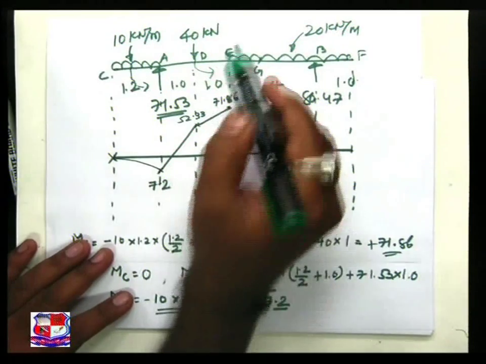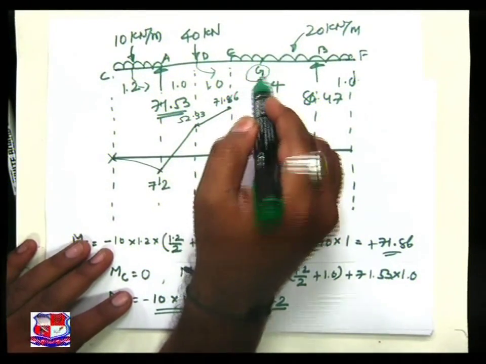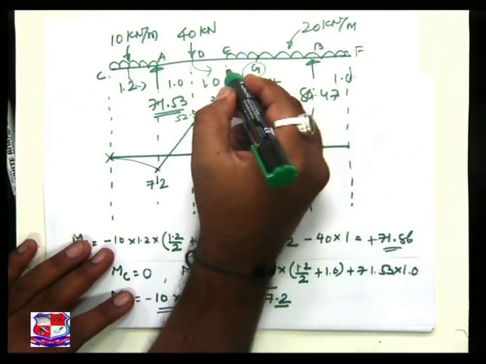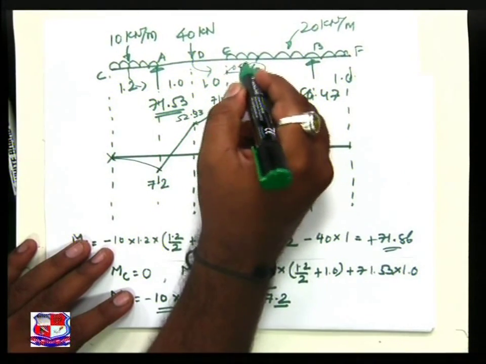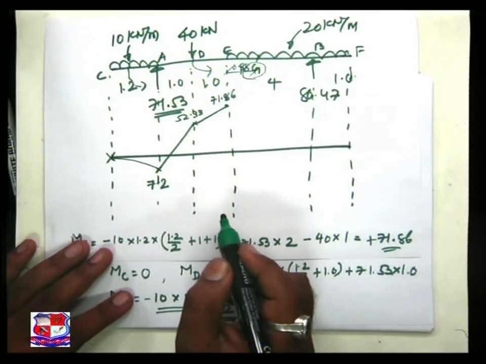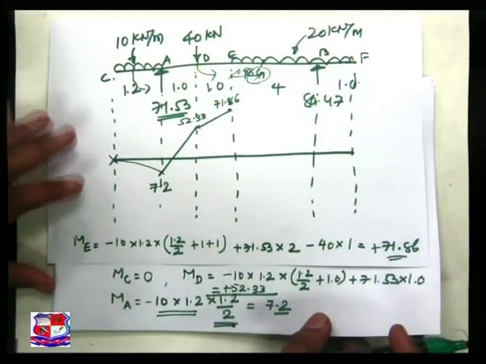Next, at G is the point where we found the maximum bending moment, the point at which the shear force is 0, and this distance we know is 0.98 meter. So let us find out the moment at that particular point, moment at G.